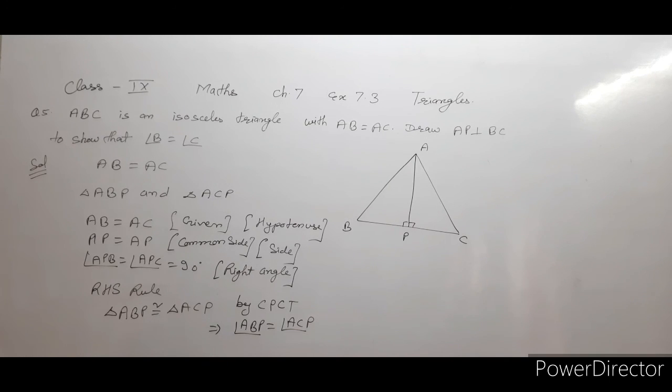The last part of this 7th chapter is inequalities. The sum of two sides of any triangle is always greater than the third side, and also the opposite angle of the greatest side is always greater, and the opposite angle of the smaller side is always smaller.